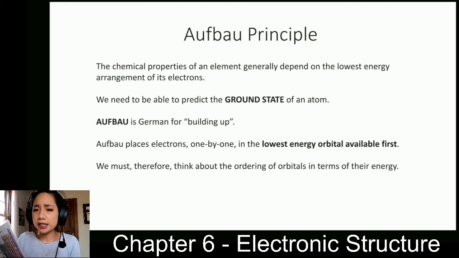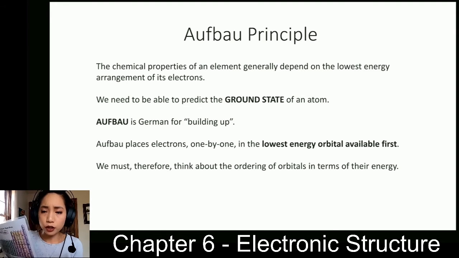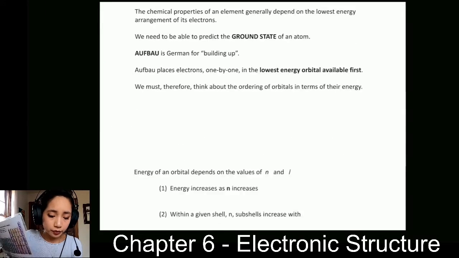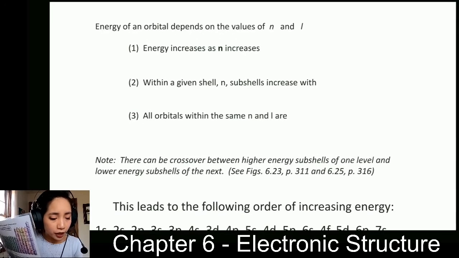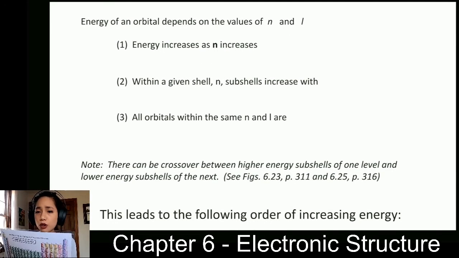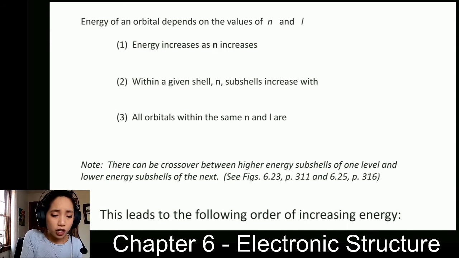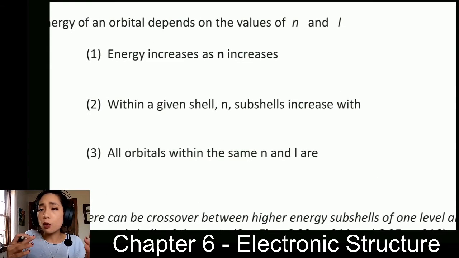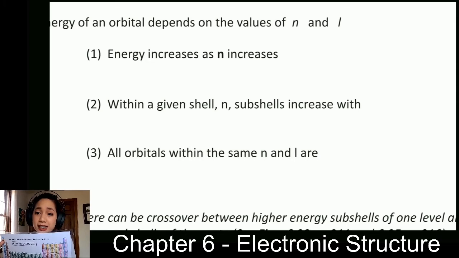That makes us think about the ordering of the orbitals in terms of their energy. If you start at hydrogen and make your way to aluminum, then you obey Aufbau's principle. The energy of the orbitals changes as you go across and down the periodic table, as your n and l and other quantum numbers change. Essentially, the energies of orbitals depend on your n and l values. Energy increases as n increases. That's why we always start with our lowest energy electrons first, starting at hydrogen because that's n equals 1. So we start at the bottom and build our way up.